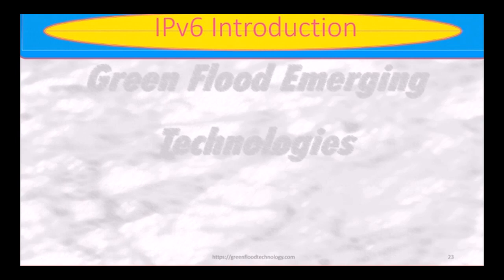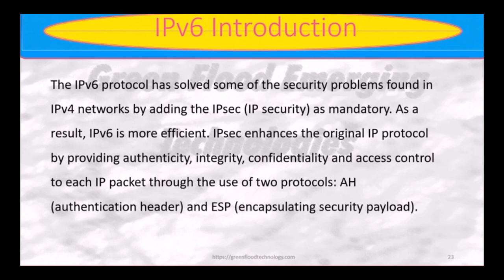The IP version 6 protocol has solved some of the security problems found in IP version 4 networks by adding IP security as mandatory. As a result, IP version 6 is more secure. IP security enhances the original IP protocol by providing authenticity, integrity, confidentiality, and access control to each IP packet through the use of two protocols, AH or authentication header, and ESP, encapsulating security payload.